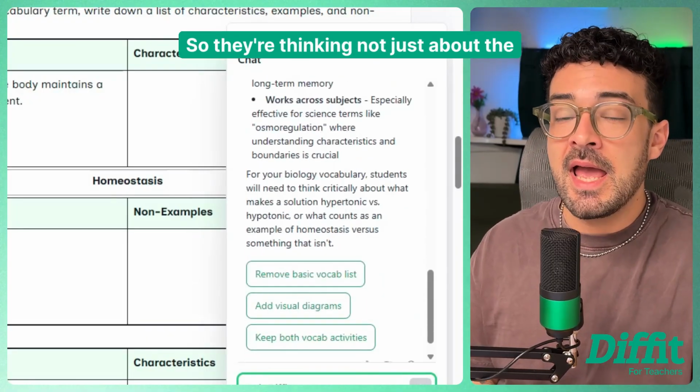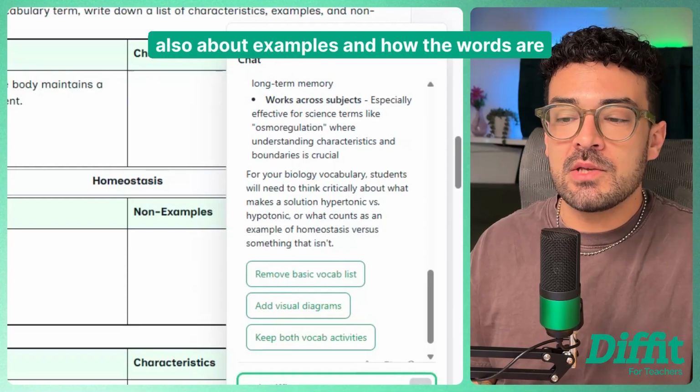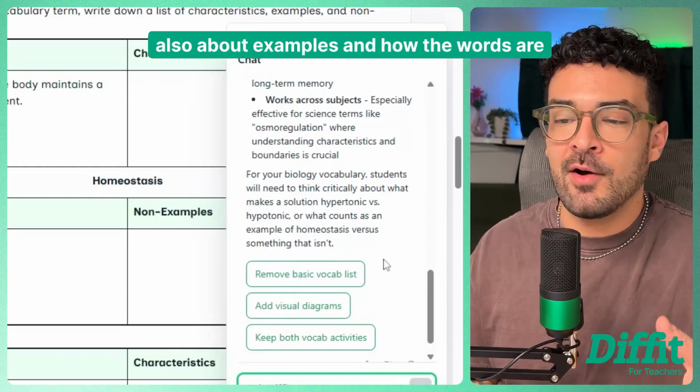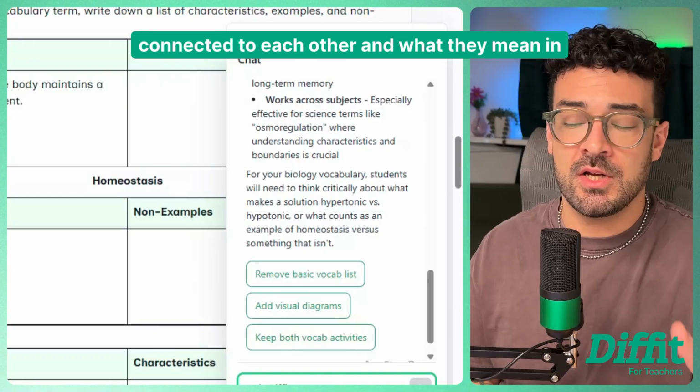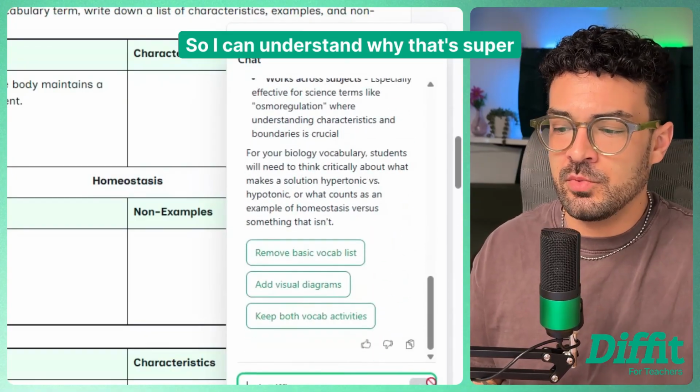So they're thinking not just about the vocabulary words and their definitions, but also about examples and how the words are connected to each other and what they mean in context. So I can understand why that's super valuable.